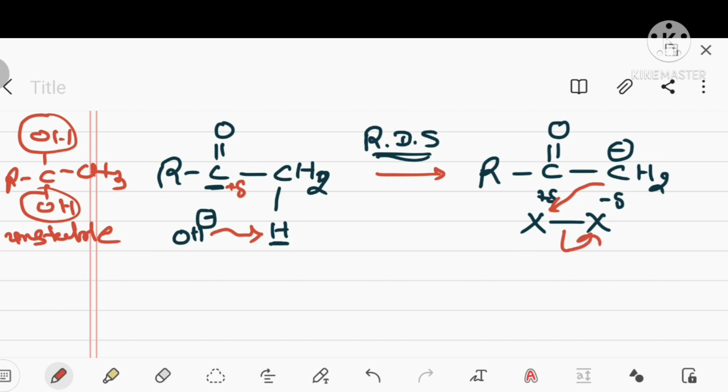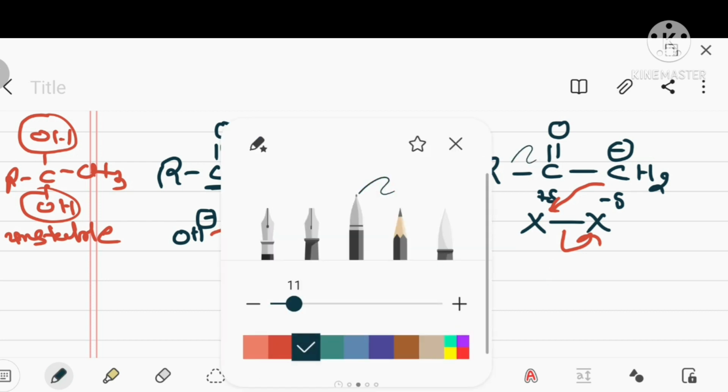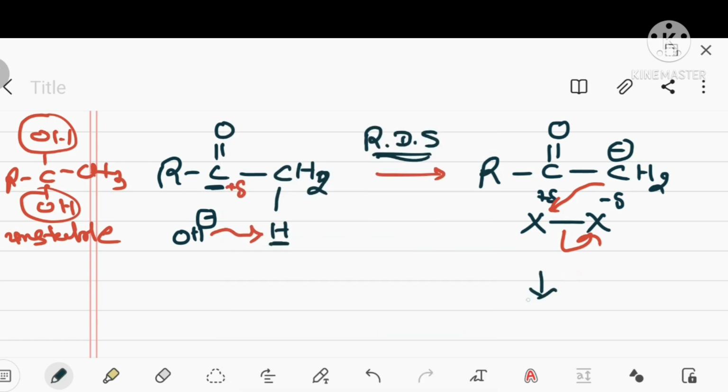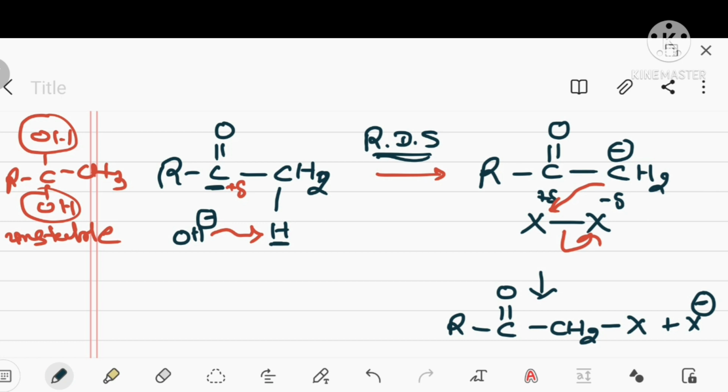Okay, so after that we got a wonderful compound, and that is R C double bond O CH2 X, right? One halogen is now attached with this species, and another halogen is in the form of X minus, right? That will attach with another species.